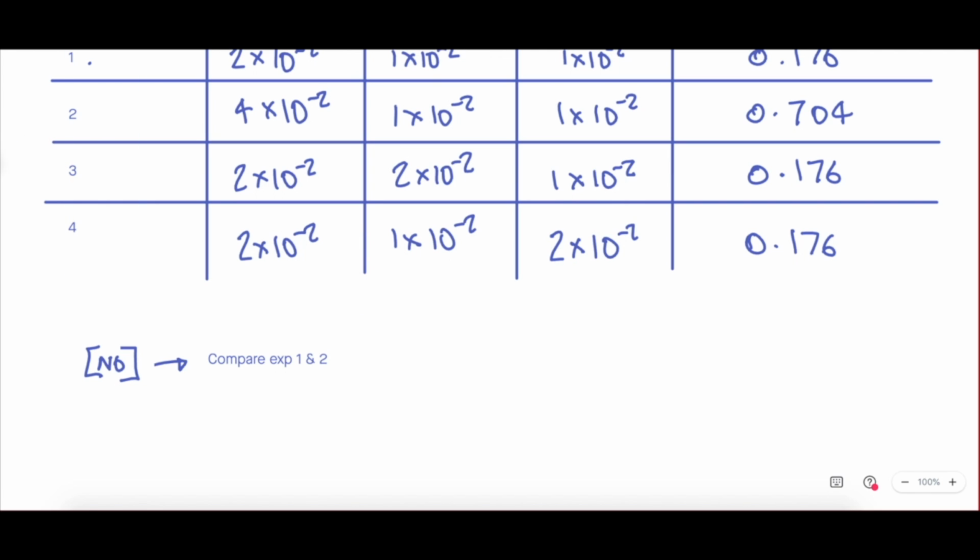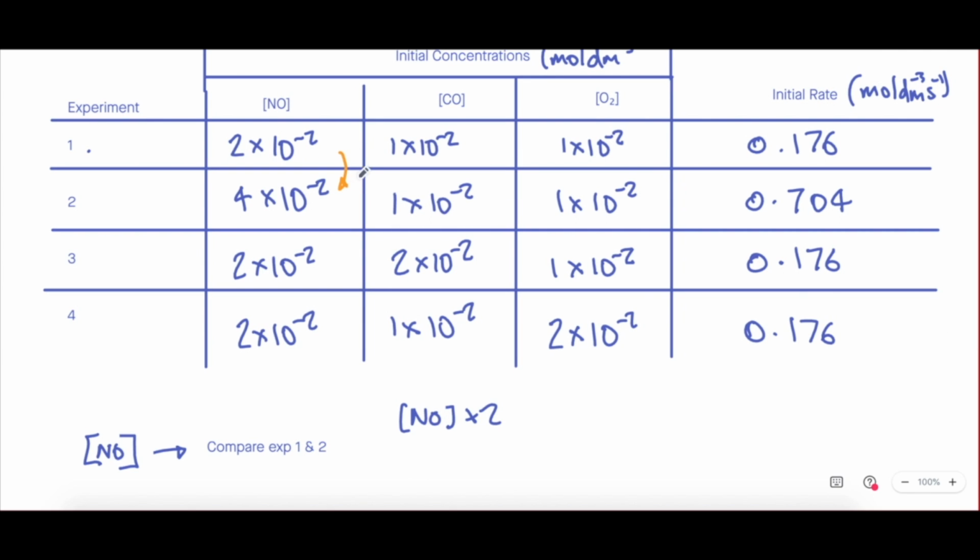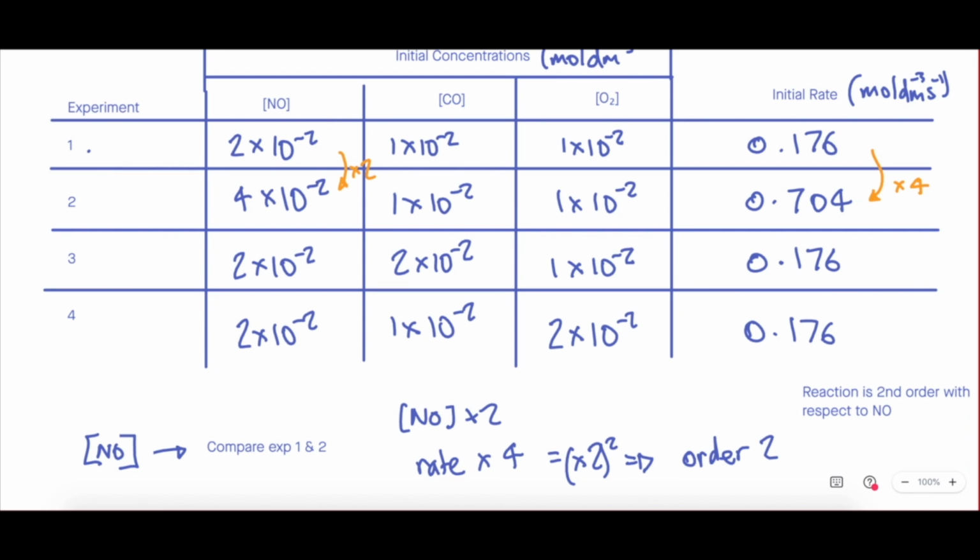So what's happening in experiment 1 and 2? Your NO is increasing by a factor of 2, and your rate, from 1 to 2, if we look up, your NO is increasing by a factor of 2 from 2 to 4, but your rate, if you work this out, increases by a factor of 4. So this is increasing by 2, this is increasing by 4, which is basically the same as 2 squared. So from this you can figure out that the reaction is order 2 with respect to NO, because you're doubling NO and that's causing rate to quadruple. So if you look back at your notes, earlier on we said that if you have this case, then it means that it's second order. So your conclusion is reaction is second order with respect to NO.